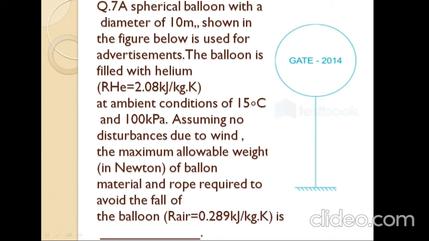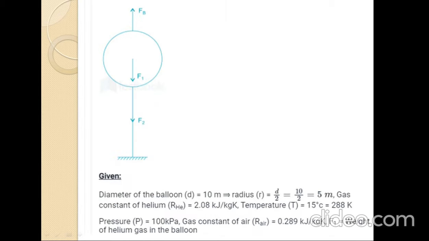Here is the solution for this. We need a free body diagram as shown here. So diameter of balloon D is 10 meter. Gas constant of helium is 2.08 kilojoule per kg Kelvin. Temperature is 15 degrees, which is 288 Kelvin.